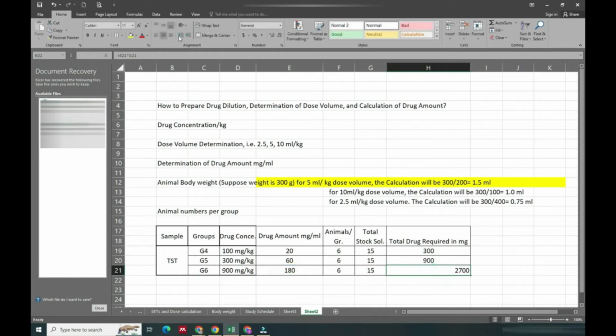So this is how you can easily calculate the dose, the stock solution volume you have to prepare, and finally what drug we have to add in that. And these two points are important while we are calculating, along with the number of animals we are going to dose. So this is how you can easily calculate. You can prepare dilution. We can determine dose, volume, and the amount of drug you want.